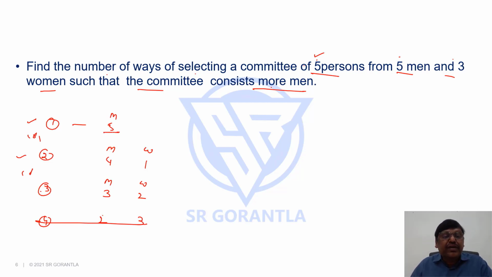Now, how many ways can I select 5 men? Out of 5 men, I have to select 5 men, which means 5C5, that is 1. Out of 5 men, I have to select 4 men, which means 5C4, and out of 3 women, 1 woman will be 3C1. As I have already said, 5C4 you know how to calculate. I'll take directly 5, 3C1 is 3, 5 into 3, 15. Next, the third option is out of 5 men, I have to select 3 men, which means 5C3, and out of 3 women, 2 means 3C2. 5C3 is 10, 3C2 is 3, total 30 options.